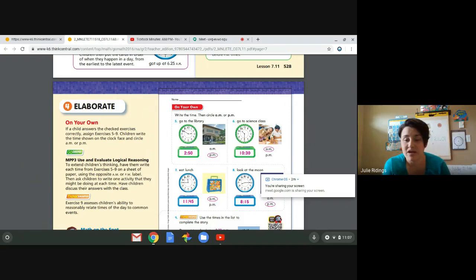Okay. Number 8, if you are looking at the moon and it's 8:15 in the evening, it did not hit midnight yet. It's just nighttime. So this would be PM, 8:15 PM at night when the moon comes out.